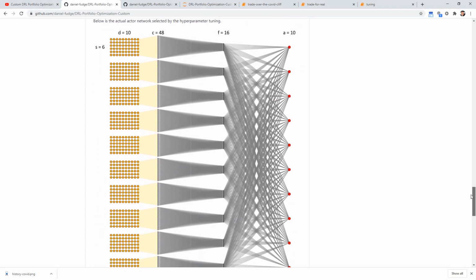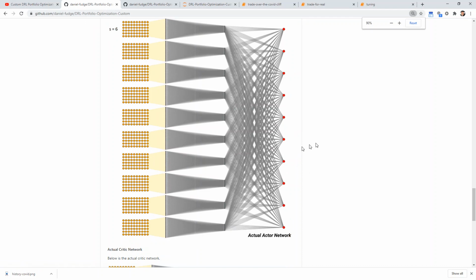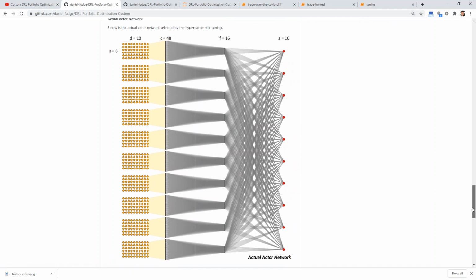Here, if you look, and again, it's a little bit small. Let's see if I can make it, there we go. Get it all in one screen. Here's actually what we're looking at. And now we have, again, 10 assets all the way down, 6 signals. We looked at 10 days. That results in this little subnetwork of 48 nodes.